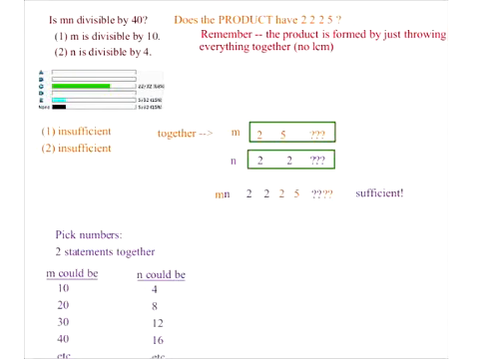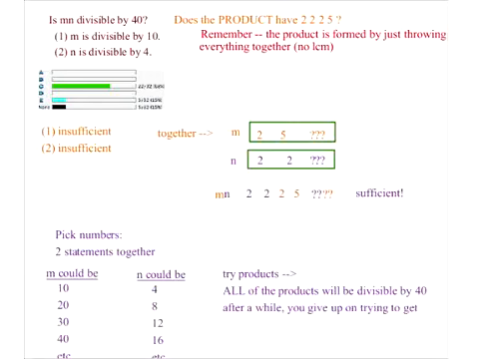If you try products, all of the products will be divisible by 40. So after a while, you give up on trying to get it down. You just try all different possibilities. 10 times 4, yeah, divisible by 40. 10 times 8, yeah. 10 times 12, yeah. 10 times 16, yeah. 20 times 4, yeah. 20 times 8, and so on. You're going to find that everything you try winds up being divisible by 40.